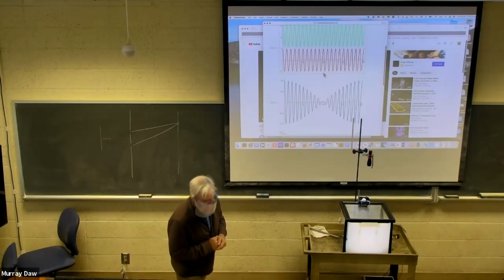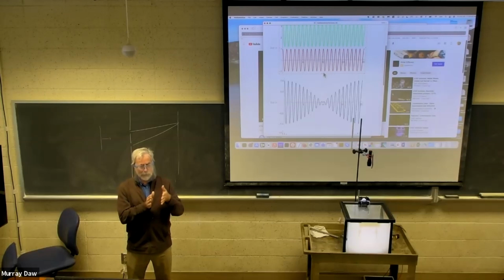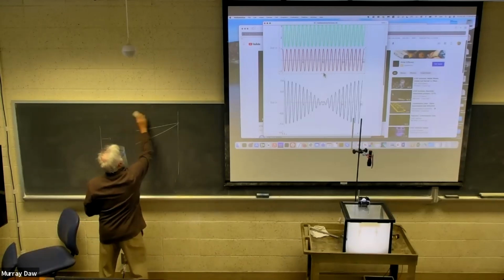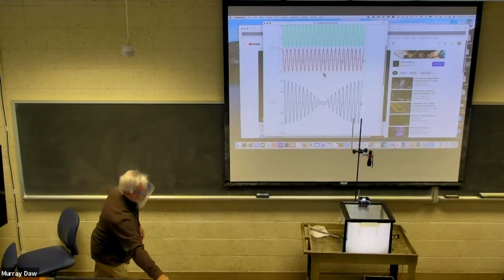Okay. But how is it that light can propagate from one part of the planet to the next? Again, we have the same characteristics. The parts of the planet are extended.